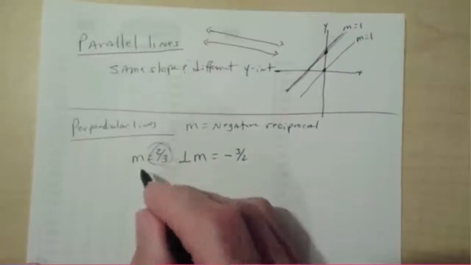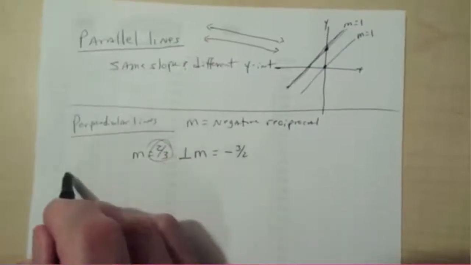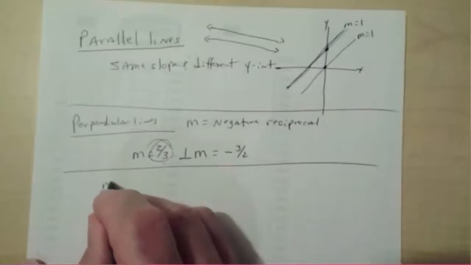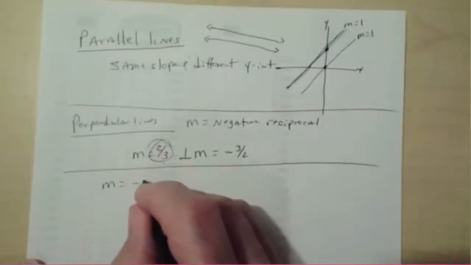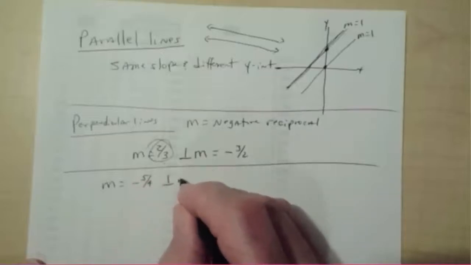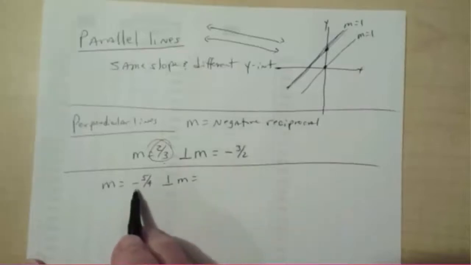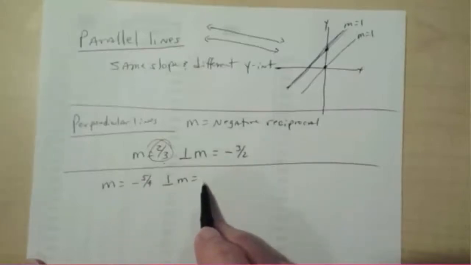Therefore, if you have the slope is a negative 5/4, then the perpendicular slope will be, if this one's negative, this one's going to be positive 4/5. Reciprocal, flip it over.